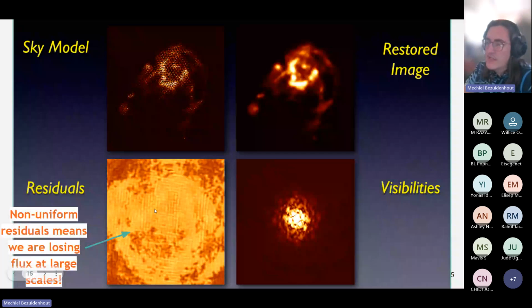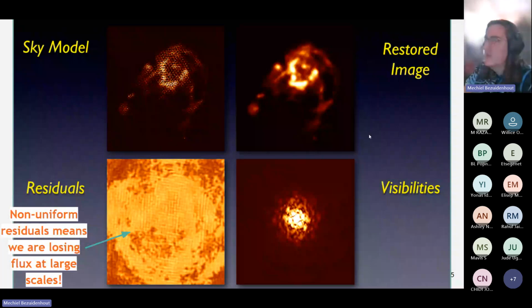And in fact, you can see that the residuals actually have the same shape as the image on the top right. And what this means is that because the sky model is imperfect, because it's trying to use point sources for an extended structure, we lose flux at these large scales. And that's why the image that you get out is blurry.